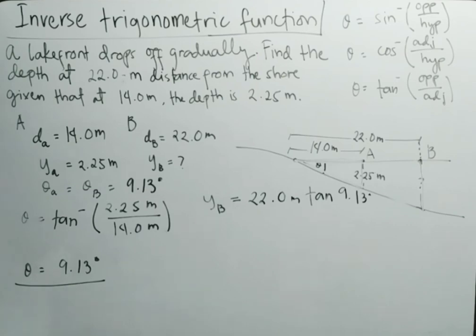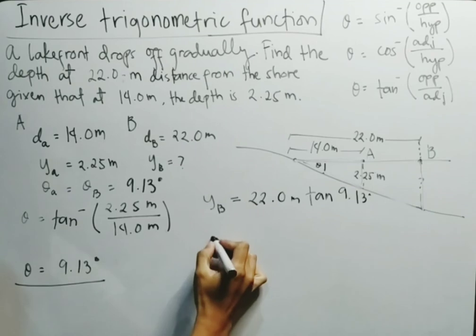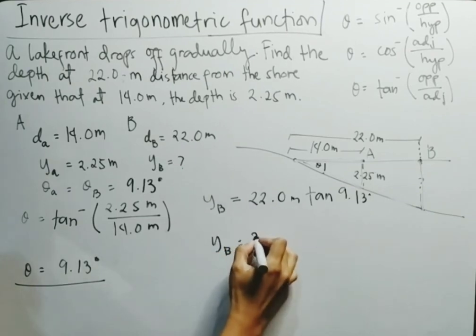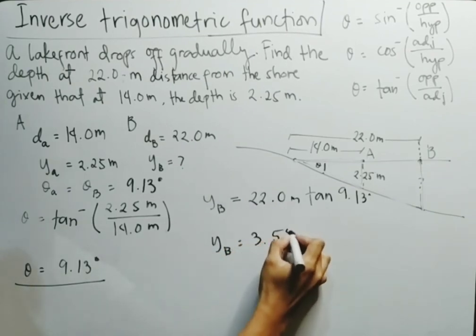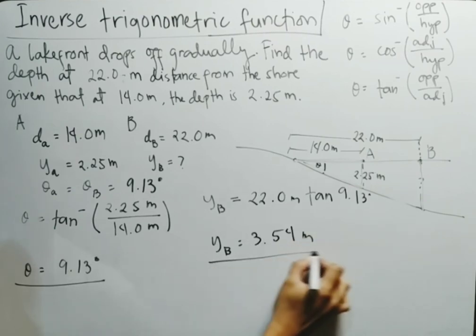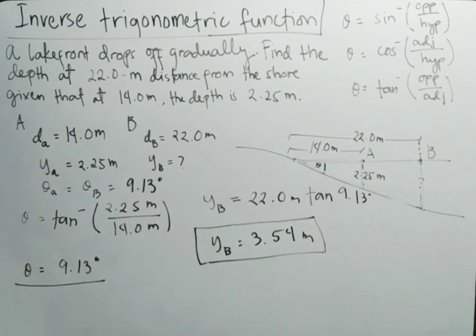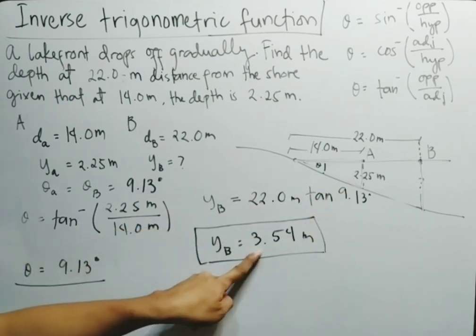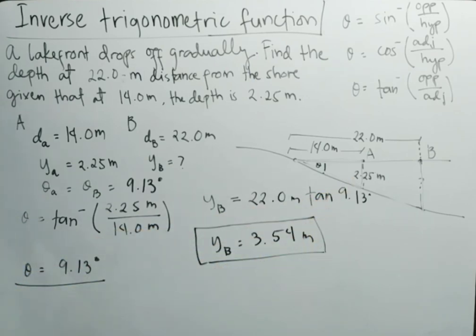Okay, so pag nilagay natin yan sa calculator, ang lalabas is about 3.54 meters. Okay, so the depth at position B is 3.54 meters. So this is our final answer.